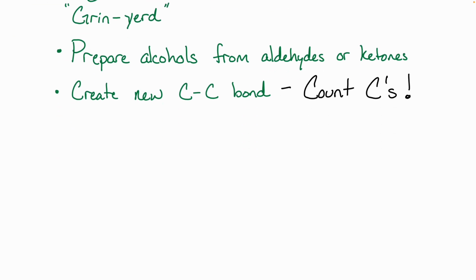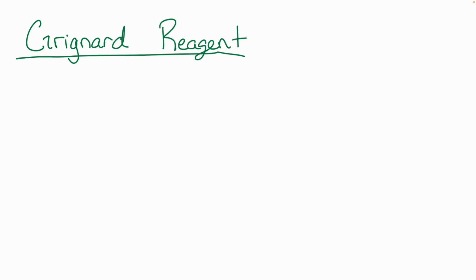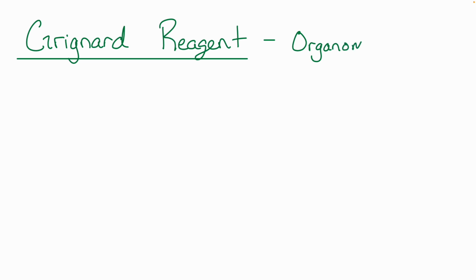Okay, cool. So the Grignard reactions all focus around what's called a Grignard reagent. Which is an example of, and actually the only one we're going to study in this course, but there are a few others out there, what's called an organometallic compound.